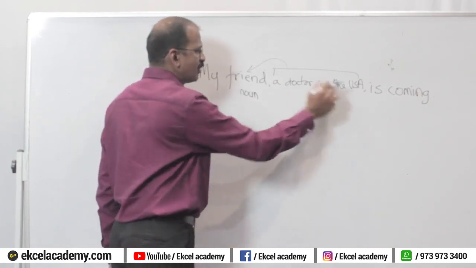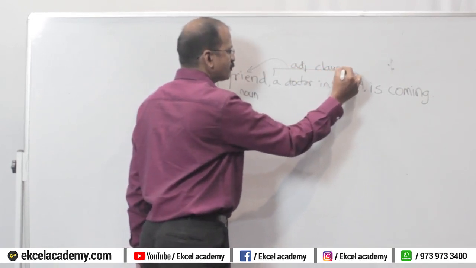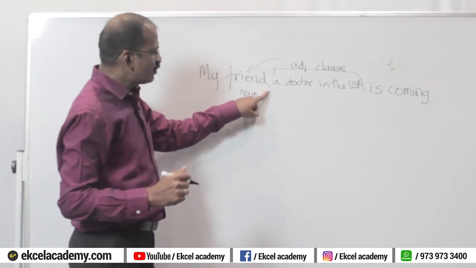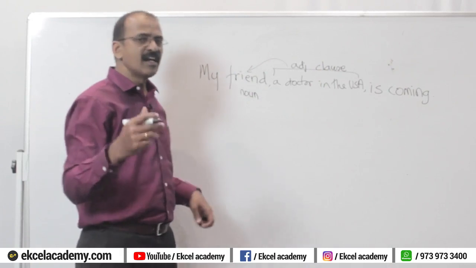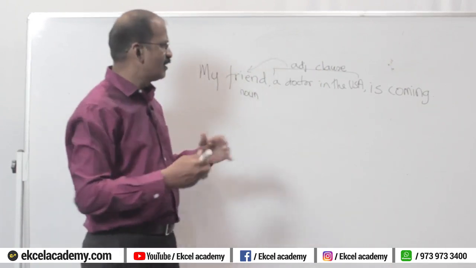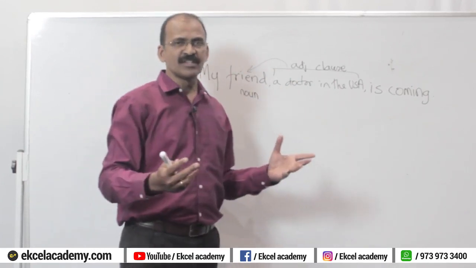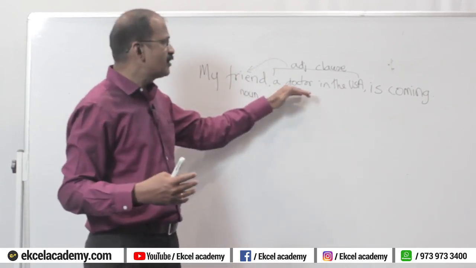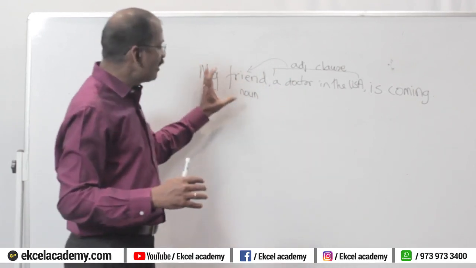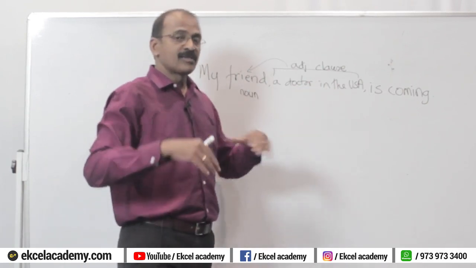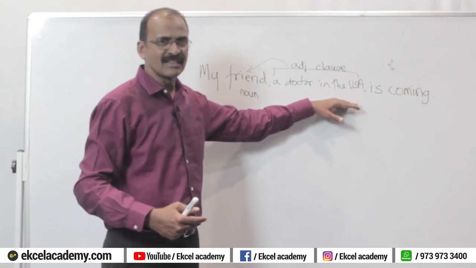So this group of words is called an adjective clause. This clause is separated by commas from the rest of the sentence. In your reading comprehension, most probably, this group of words is called non-essential. Why is it called non-essential? Because it does not add meaning to the sentence. It just adds description. So the meaning here is my friend is coming. If somebody asks you to describe the friend, it's only then that you have to place this into the sentence.